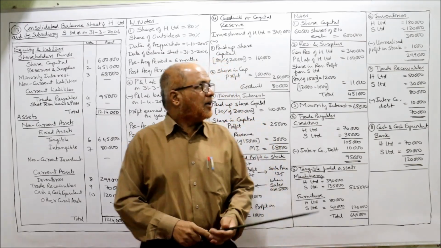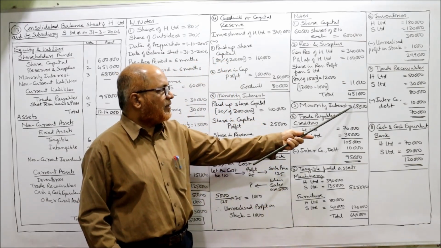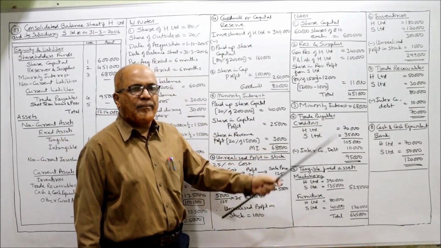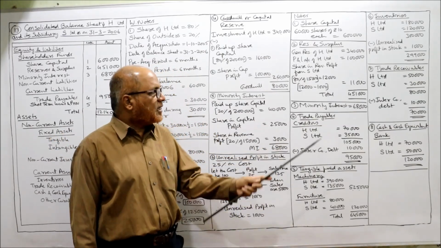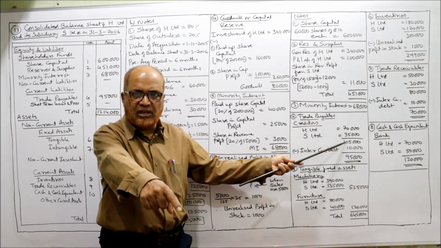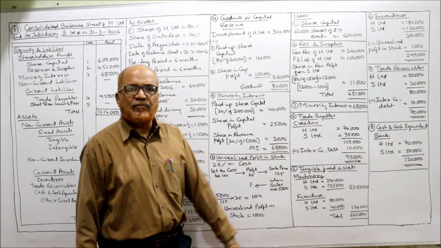4,51,000. Third, minority interest. Already we have calculated 68,000. Take it here, minority interest. Then trade payable, creditors. Take the creditors of both the company, H Limited 70,000, S Limited 35,000, given in the balance sheet. Take the total, 1,55,000.